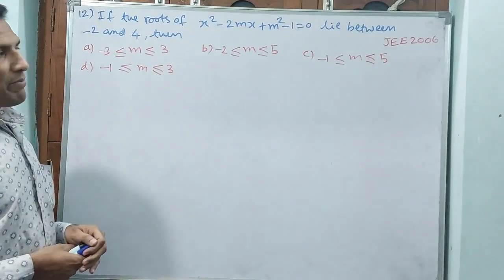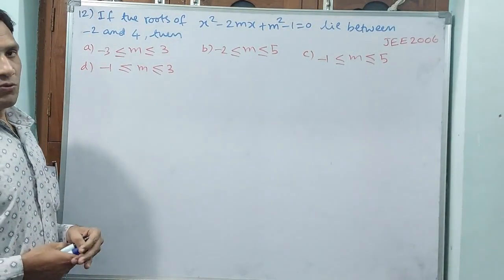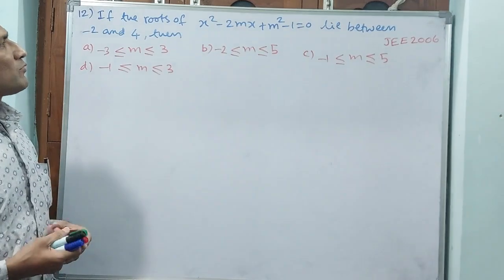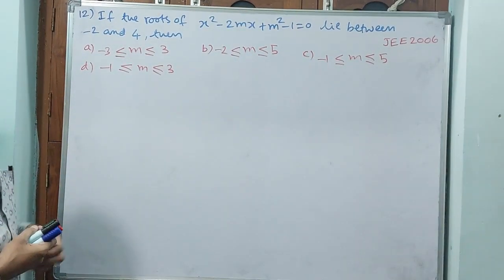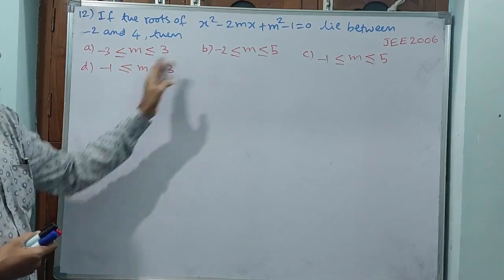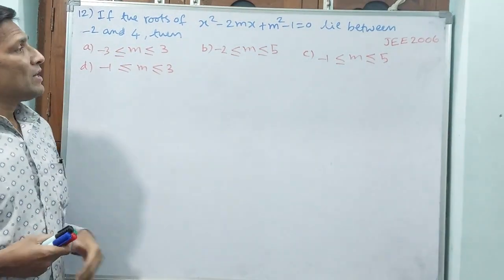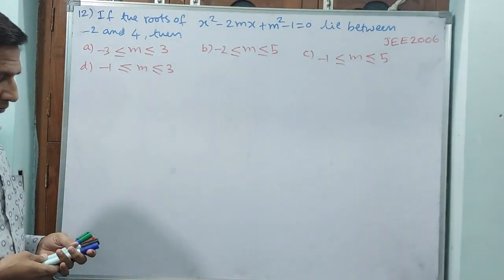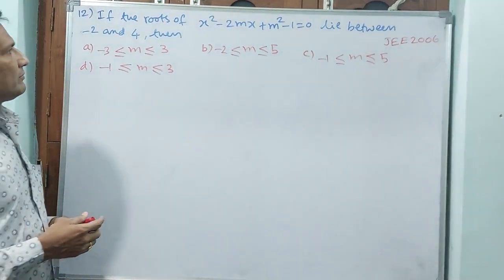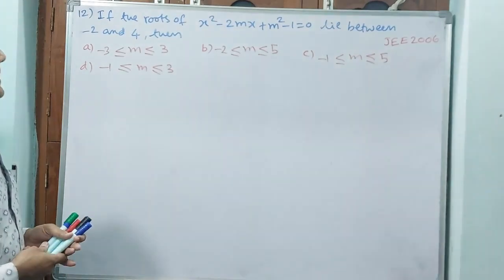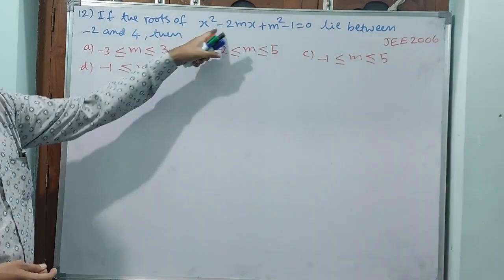See, question number 12, JEE 2006 question. If the roots of x square minus 2mx plus m square minus 1 is equal to 0 lie between minus 2 and 4, then what is the value of m? What we can say? Limits is asking, domain or range, whatever it may be. Range normally. See, let us find this directly.